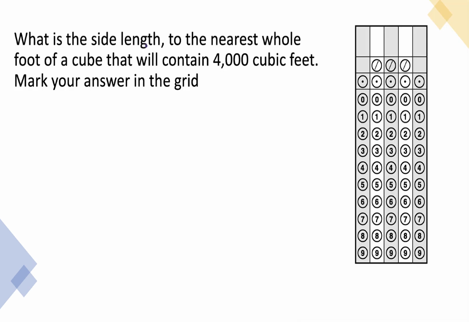What is the side length to the nearest whole? So whenever you see that word nearest, you know you're going to have to round. So the nearest whole foot of a cube that contains 4,000 cubic feet. Mark your answer in the grid. There are clues here to help us. First off, cubic feet. When you see cubic feet, that is your clue that we're looking at volume. And we want the volume of a cube.